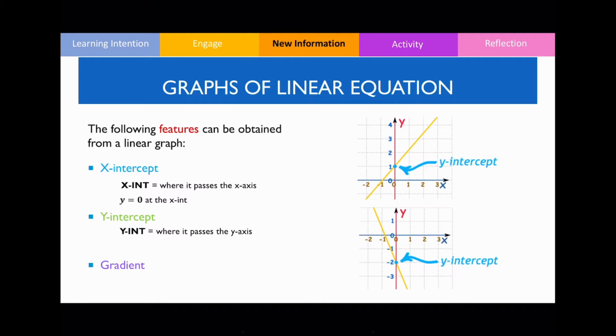Now, the y-intercept is just the opposite of this, okay? So the y-intercept is the position along the y-axis where the straight line passes through. So in this example of here, your y-intercept is equal to +1. The y-intercept for this example down below is equal to -2, okay? And at that position over there, the x-coordinate, so remember the x is the horizontal, the x-coordinate at that position is going to equal 0.